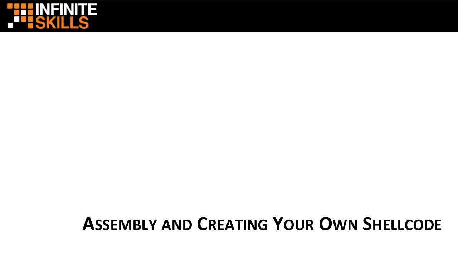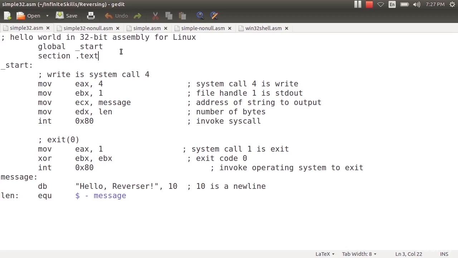In this video, we're going to talk a little bit about assembly and creating your own shellcode. I wanted to start with 32-bit Linux assembly. So this is essentially a hello world program. It starts out with a globally declared start label so that the operating system knows where to start running the program. And normally, our program code is stored in a section called text.